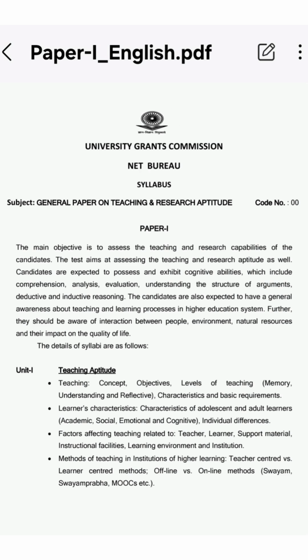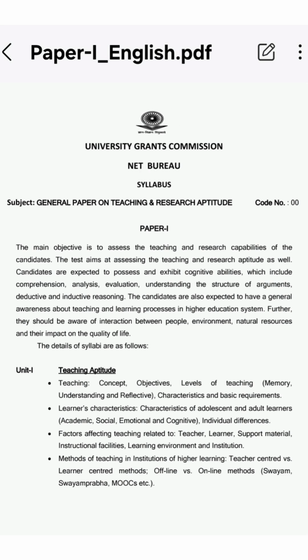Hello UGC NET aspirants, today I will share with you the syllabus of UGC NET first paper, code 00. Kindly check it, it's coming to your screen. Now all of you can see on the screen the syllabus of the UGC NET examination. You can see what you have to study for passing the NET and JRF examination.